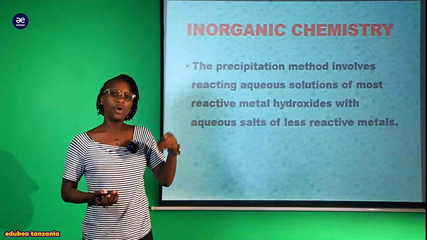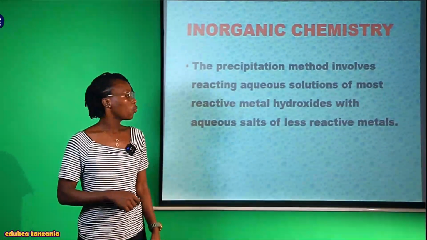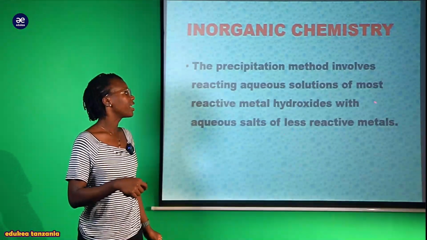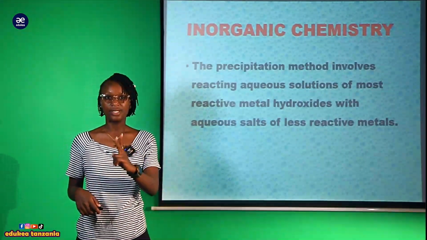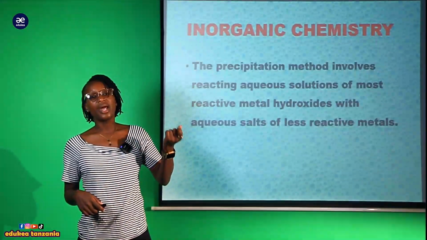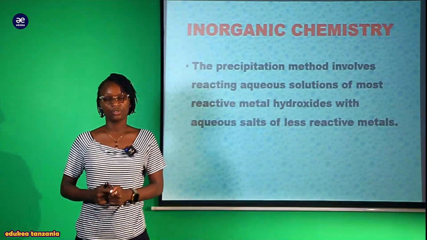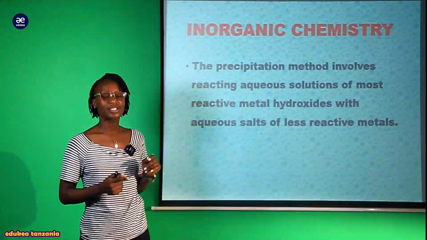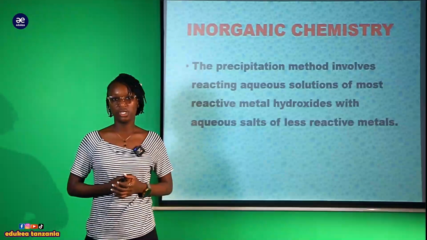Kwamba lazima tuwe na the most reactive metal hydroxide with the aqueous salt of the less reactive metal. Kwa hiyo lazima tuwe na aqueous salt mbili tofauti. Mojawapo ina most reactive metal, lakini nyingine ina less reactive metal. That is all about the reaction which is involved in the precipitation method.